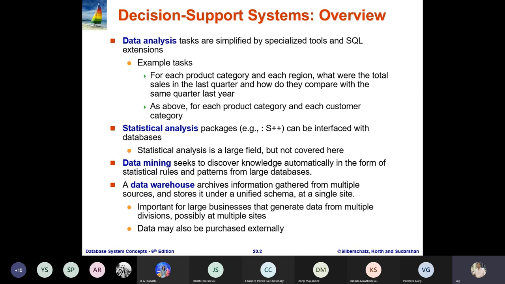Like if I want to look at, say, what is the trend of a particular product or things like that. The data mining, on the other hand, seeks to discover knowledge automatically in the form of statistical rules or patterns at a large scale.